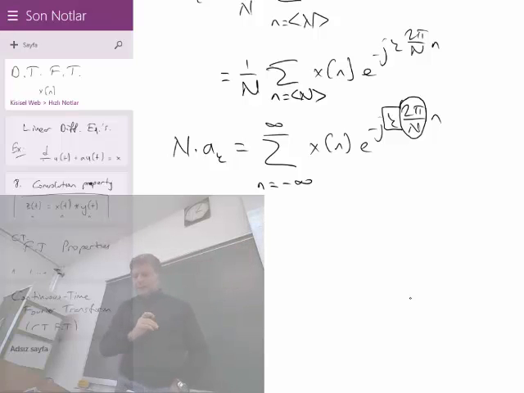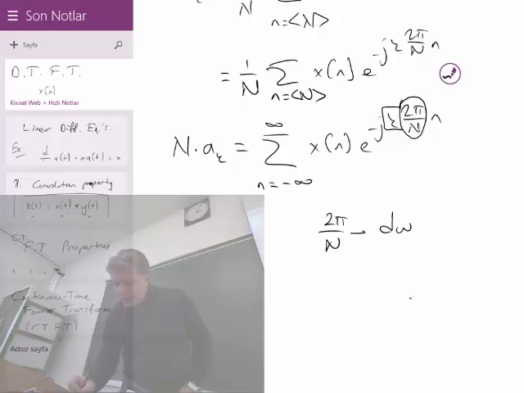And as we do that, 2 pi over capital N will become arbitrarily small. As N goes to infinity, 2 pi over capital N will shrink down to 0. That will go to such a small entity that it's something like d omega. So 2 pi over capital N will go to an infinitely small entity, a differential. That is d omega.